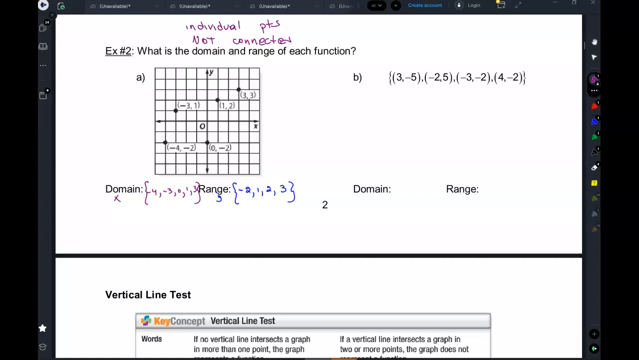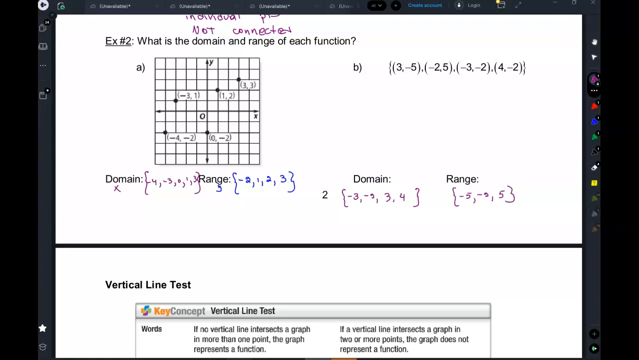Okay, so what's the domain of this next one? You tell me. Right, and if we go in increasing order, -3, -2, 3, and 4. All right, and then the y values are what? -5, -3, -2. Right, -5, -2, and 5. Okay, that's the range.